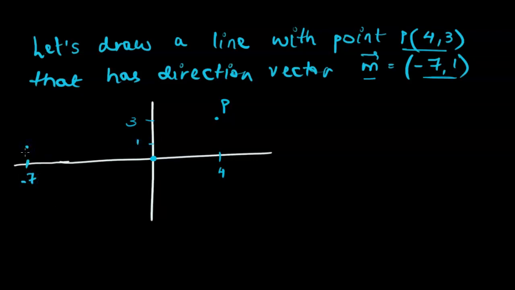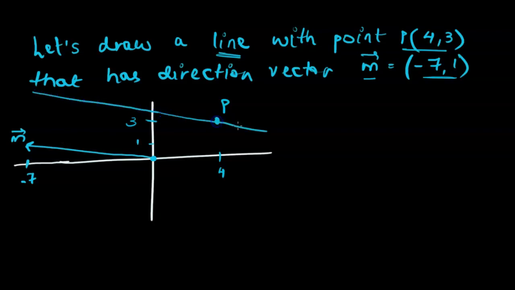This point represents the head of the direction vector. When we are making the direction vector, it has to start at the origin and connect to the point forming the head of the direction vector. This is the direction vector given to us. Now, in order to make the line that passes through this point P and has a direction vector m, all we have to do is make a line going through P parallel to the direction vector.